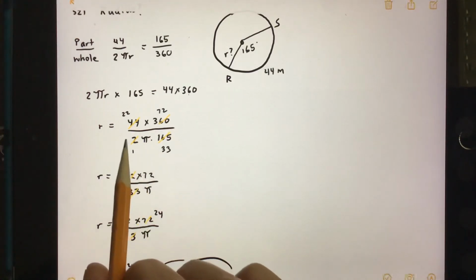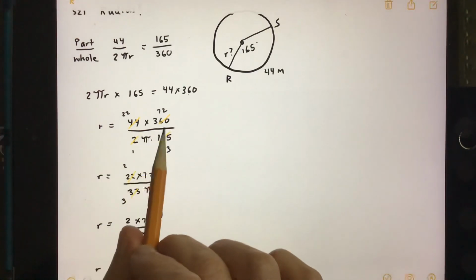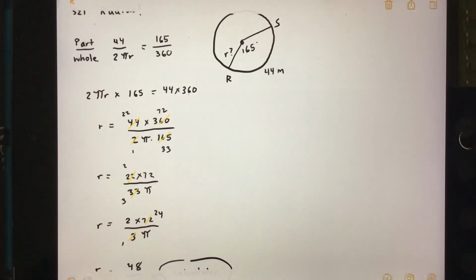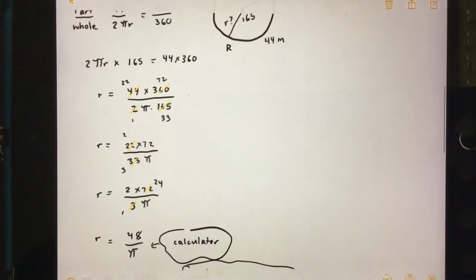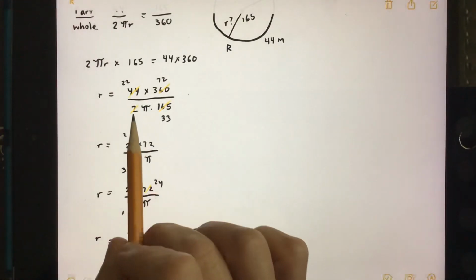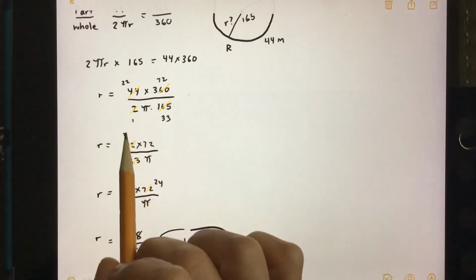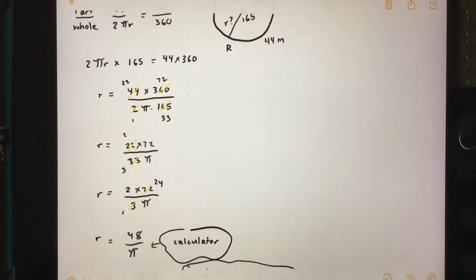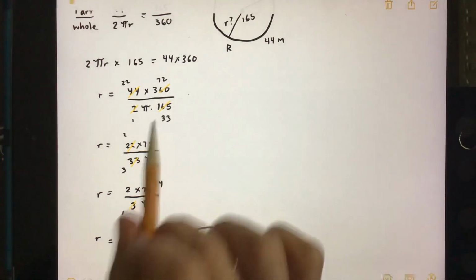So if I want, I can do in my calculator 44 times 360 divided by 2 divided by pi divided by 165. Or you can go ahead and do some simplifying before you put those numbers in your calculator. I divided 44 and 2, I got 22 over 1. And then I divided 360 and 165 by 5. To divide by 5, it's dividing by 10 and then doubling it. So dividing by 10, 360 divided by 10 is 36. Double that, get 72. You can always divide by 5 using that process. Divide by 10 and then double your answer.